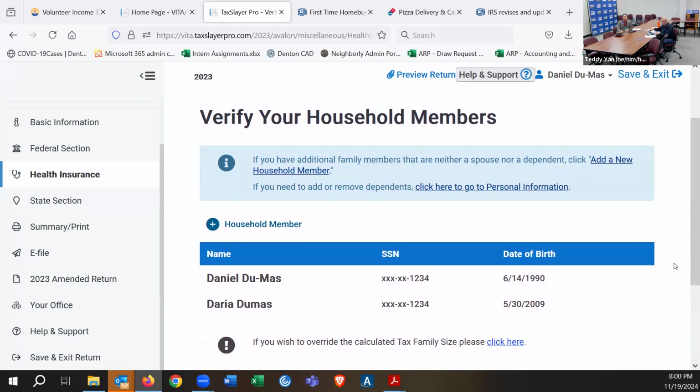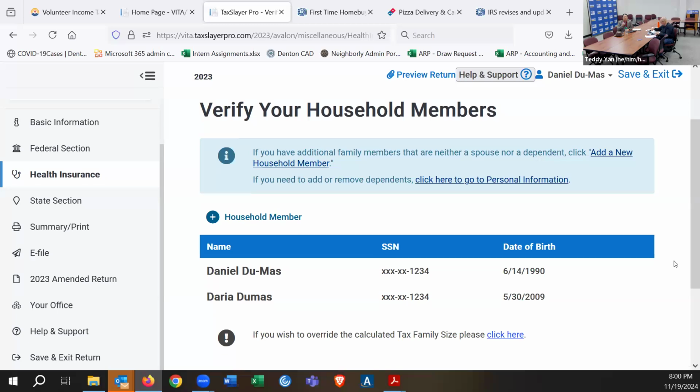And the reason is we need to verify not just who's in the tax household, we need to verify who is in their health household. And these are different households. Tax household is everyone who appears on your return for tax purposes. Health household is everyone who appears on your return for healthcare.gov purposes. And the two are not necessarily the same.